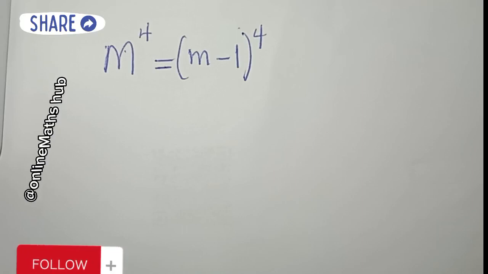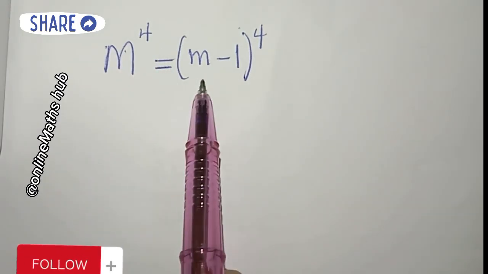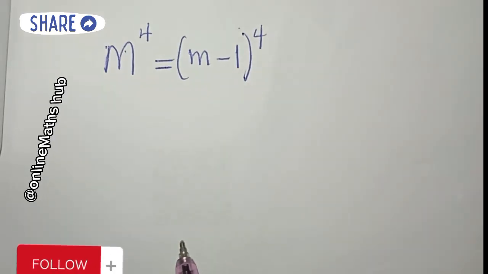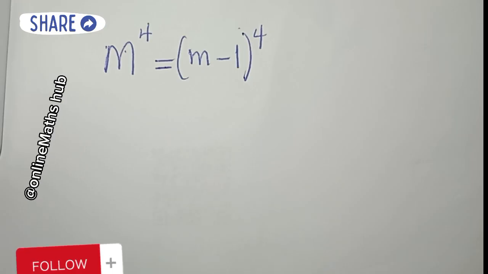We have this problem right here to solve. So this is m^4 = (m − 1)^4. And of course we want to find out the values that actually satisfy this equation. So that's what we are going to be doing in this video.